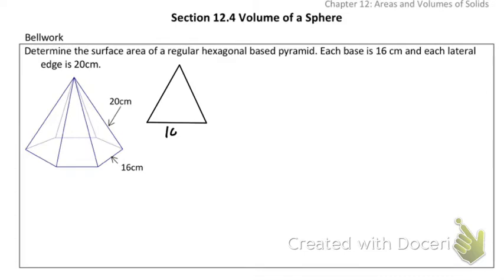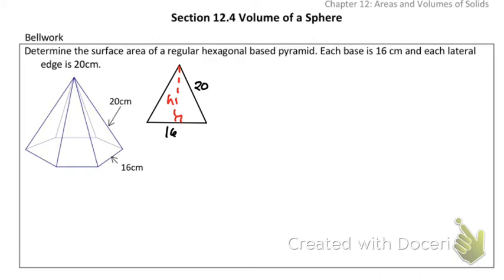It has a base of 16. It's got, this is 20. And just remember that the area of a triangle is half the base times the height. So we would have to find this height here. Also, if you know two sides of a triangle, don't look for 60, 30, 90, because we can just use a squared plus b squared equals c squared.